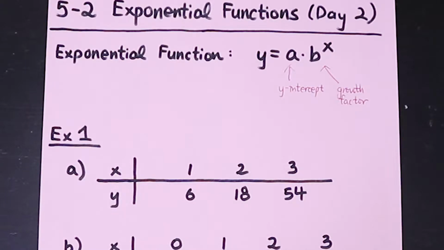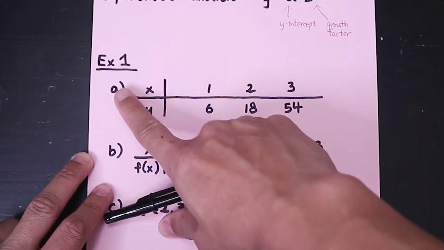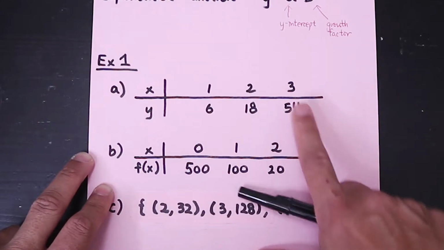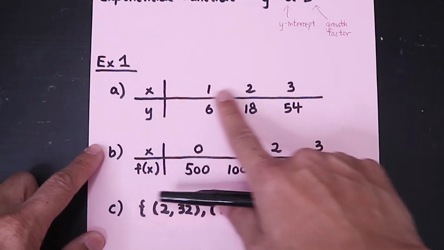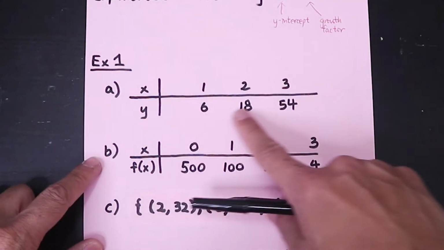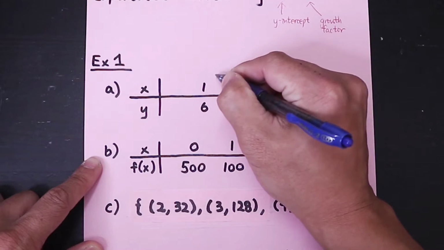Well, on this page, you see a lot of examples of example 1. Let's take a look at them. In example 1, part A, there's a table: 1, 6; 2, 18; and 3, 54. Your goal is to find the equation. First, we need to ask: is there a pattern involving addition or multiplication for the y value only? Because I know for x, it's just add 1 every single time, isn't it?